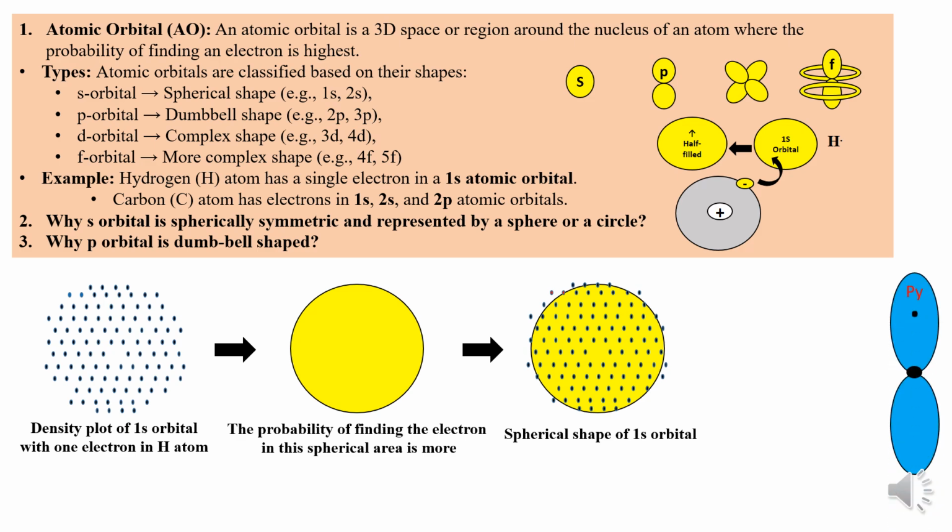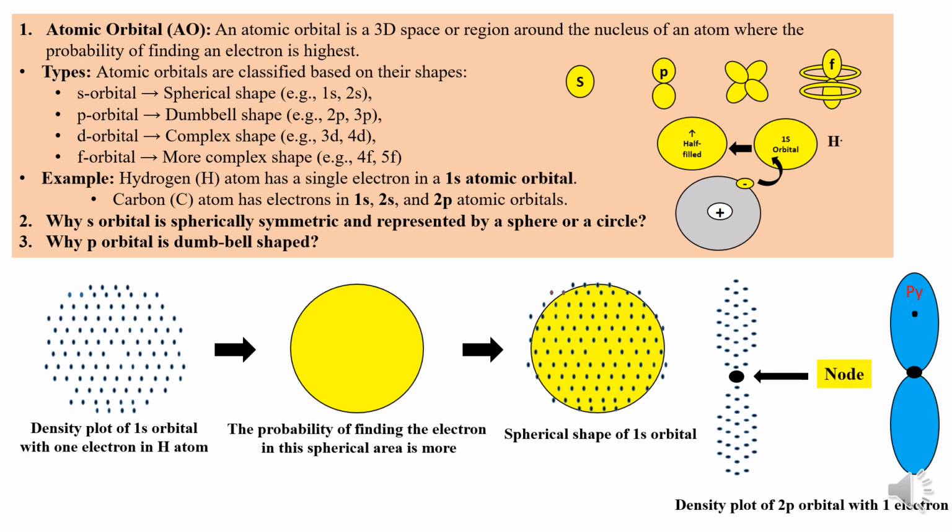Now, in case of p orbital, there is equal probability of this electron to be present either in the upper lobe of p orbital or the lower lobe of p orbital. And the probability of finding this odd electron is in the dumbbell shaped area. So the probability of finding the electron in this dumbbell shaped area or in the figure 8 shape is more. And hence the dumbbell shape is given for the p orbital. And the probability of finding the p electron is 0 in the nodal region.